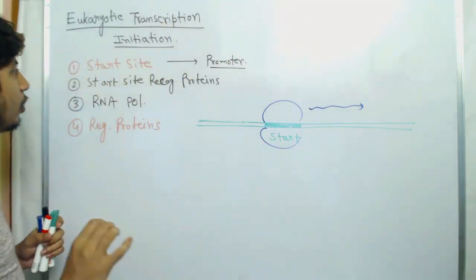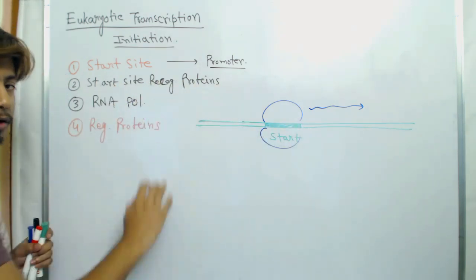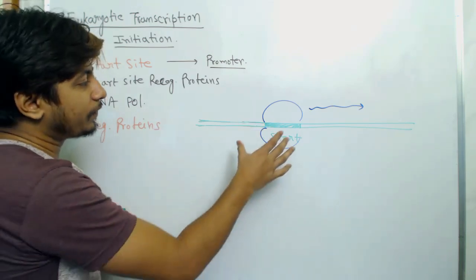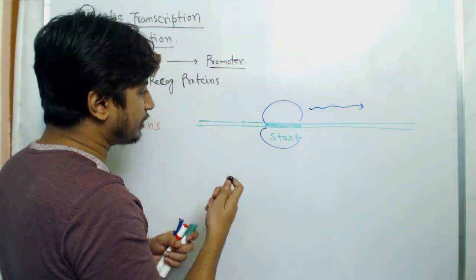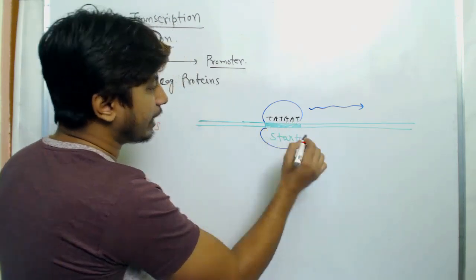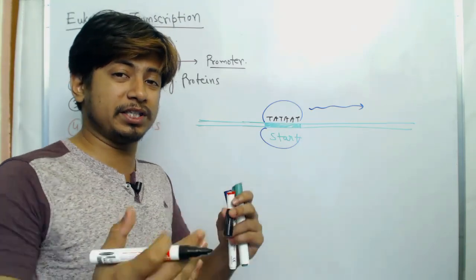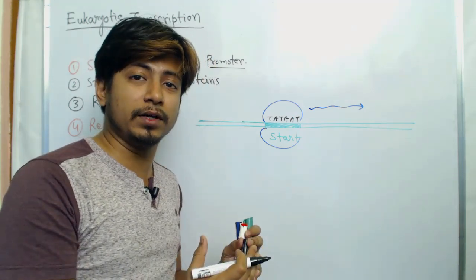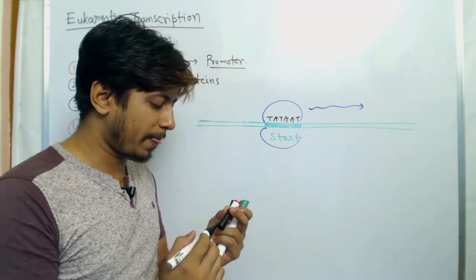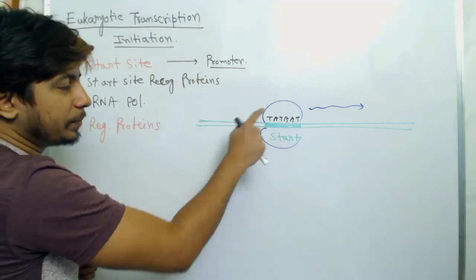So in an overview manner, I told you, first the start site needs to be identified by the start site recognition proteins. And how do they identify it? Because of a unique sequence, and that sequence usually is TATAAT. This is the kind of sequence that is present, right? Normally a stretch of nucleotide sequences, which is consensus, that means conserved by structure as well as function between different organisms.